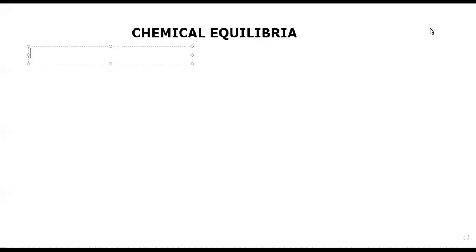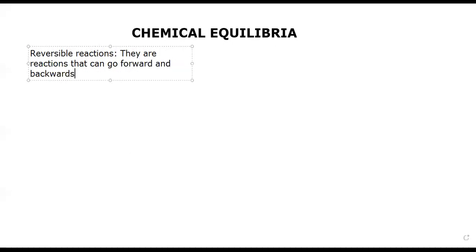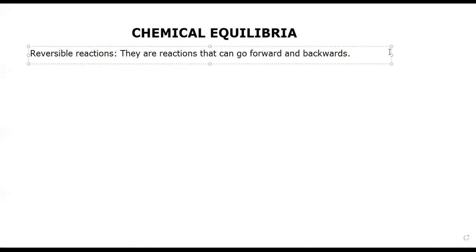So when we talk about reactions, as you very well know, we have certain reactions that are known as reversible reactions. Reversible reactions are reactions that can go forwards and backwards, meaning that your reactant can turn into the product and the product can turn into the reactant, right?